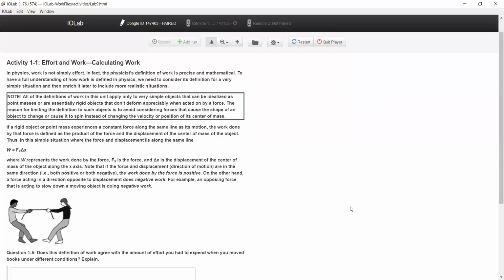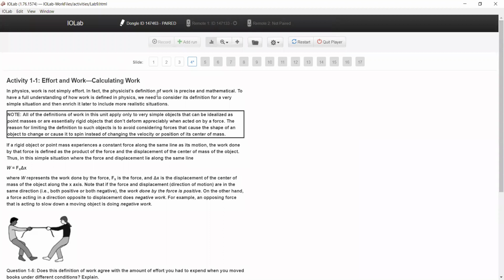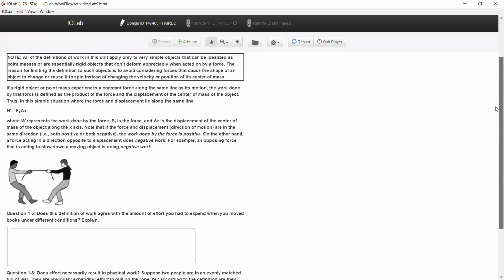So after finishing the slide, click on save and go next for slide 3. In the next slide, they have given the physical definition of work. If a rigid object or point mass experiences a constant force along the same line, it means there is no angle, the angle is zero actually. It's just the force applied and the direction of the motion of the object. So in the same line as its motion, work can be defined as force times the displacement.